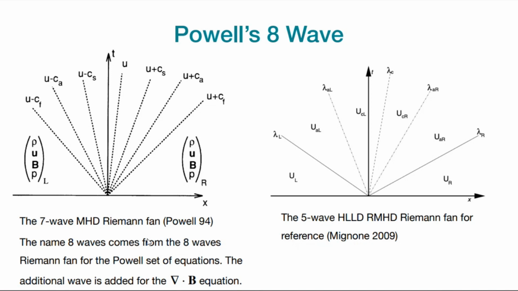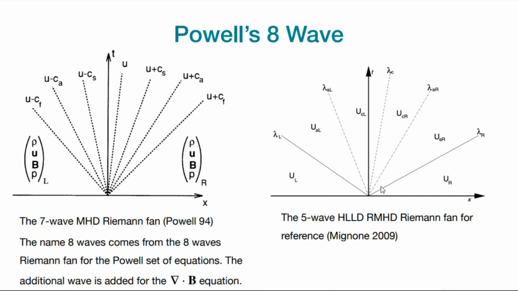Just for comparison, this is the Riemann fan for a 5-wave HLLD RMHD. RMHD stands for relativistic magnetohydrodynamics. So this is the 5-wave HLLD from the Mignone 2009 paper, where you have the left and right fast magnetosonic speeds, the contact discontinuity, and just the Alfvén speeds. Here we have ignored the other U plus minus CS, because it's already encoded inside the first wave. So this is how the Riemann fan looks in an MHD system, just to introduce you to it.